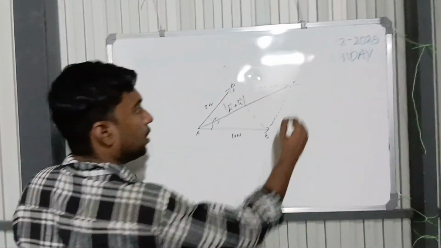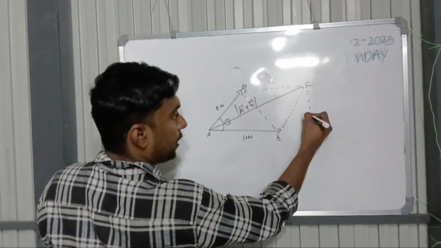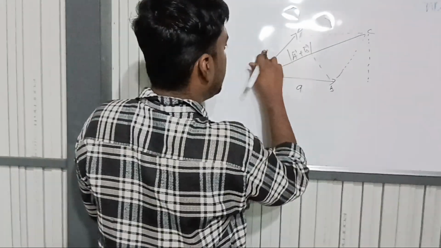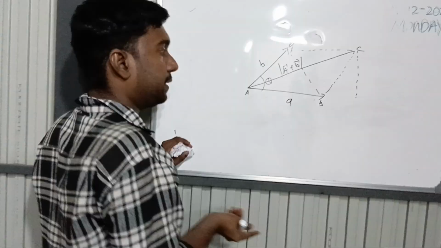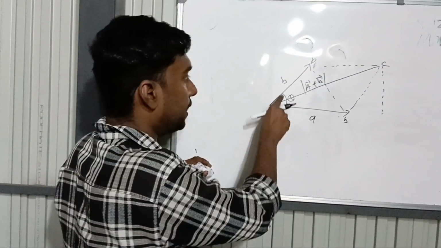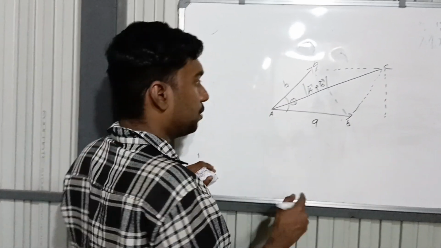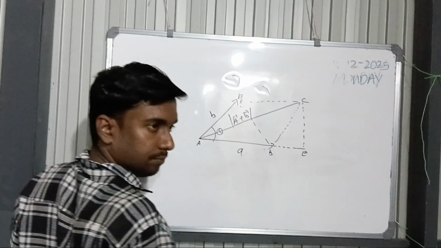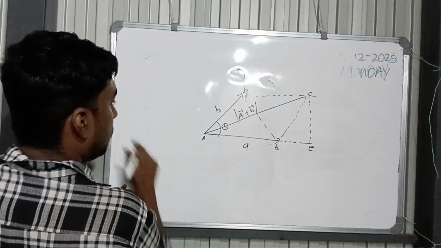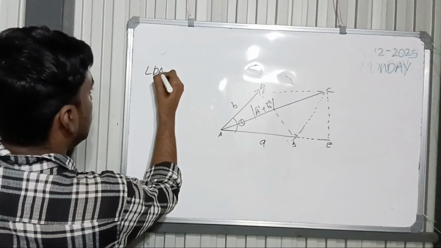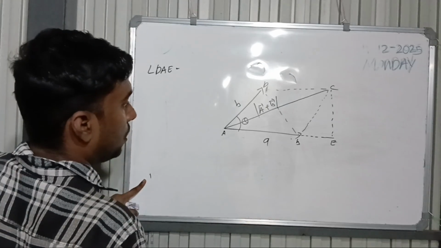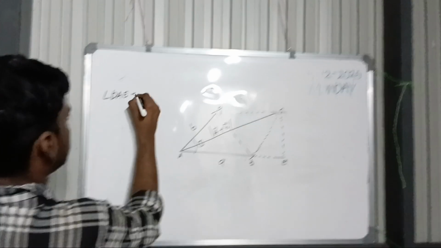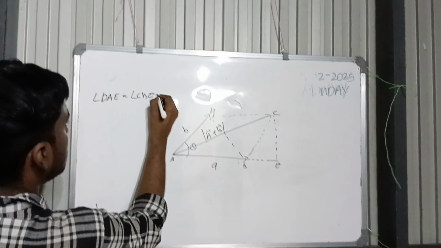For the derivation, I take this 10 Newton as A and 8 Newton as B. So these are the two vectors A and B. The angle between them I take as theta. So I extend the line and get another point E. The first thing: angle DAB and angle CBE are equal to theta.